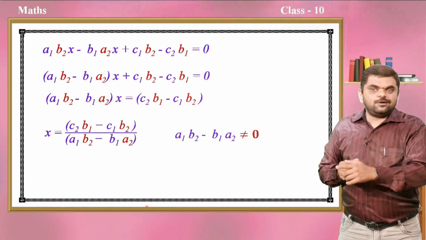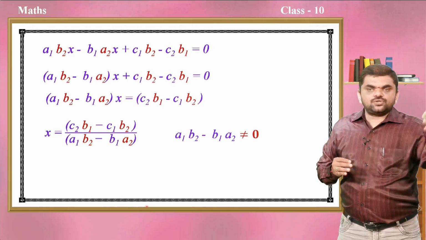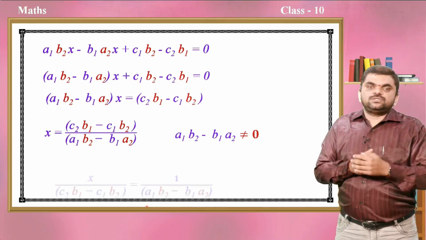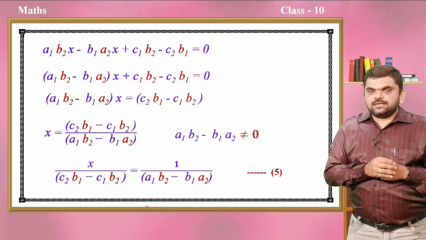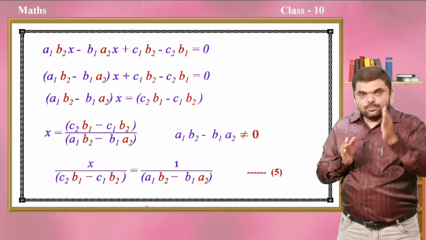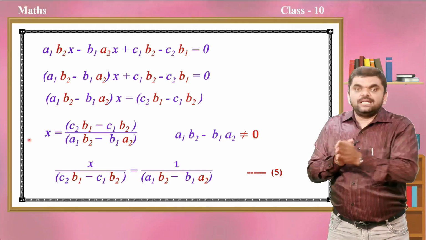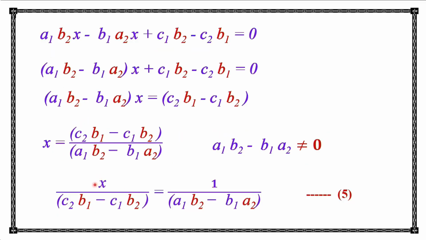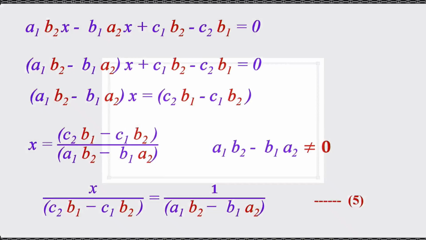If it becomes 0, the answer itself goes undefined. So it should not be equal to 0. Now transfer the numerator of the RHS to the left hand side. What does it become? X by C2 B1 minus C1 B2 is equal to 1 over A1 B2 minus B1 A2. Let us consider this as equation number 5, children.